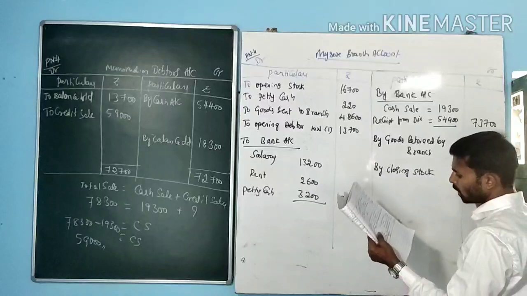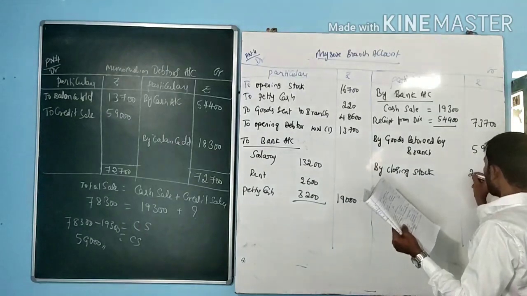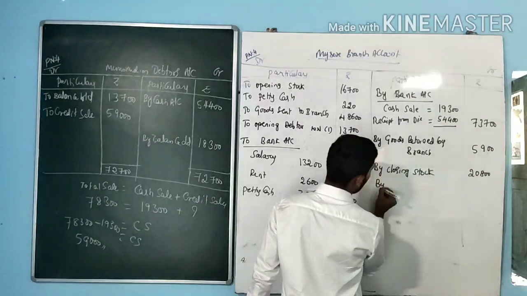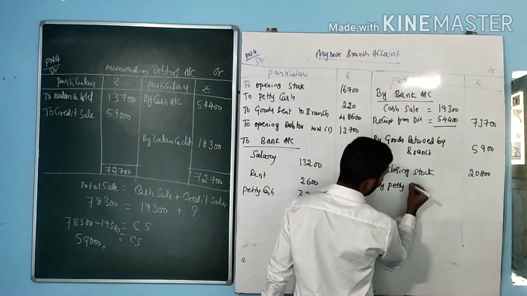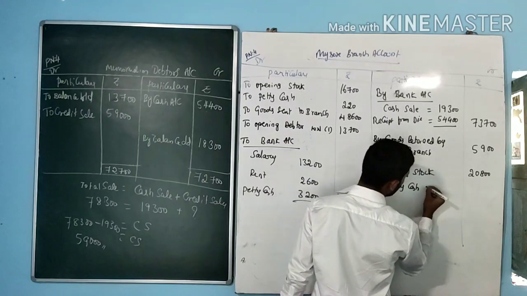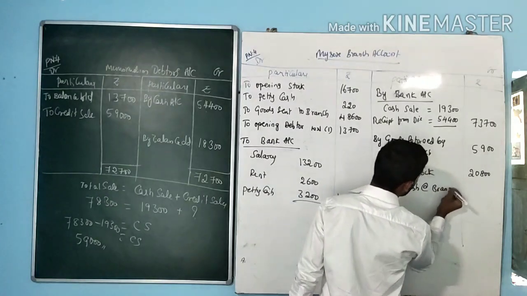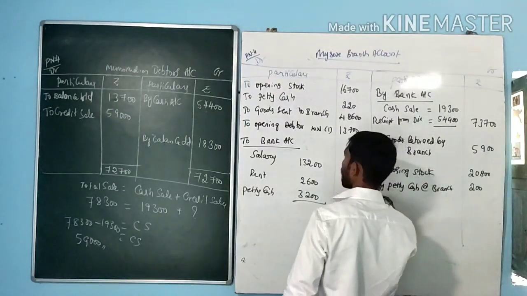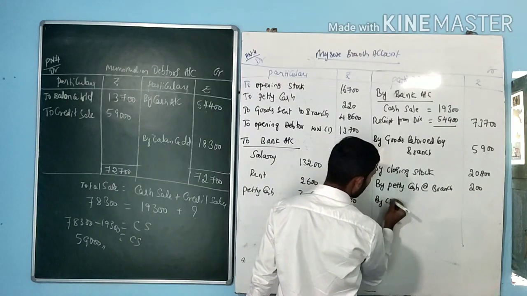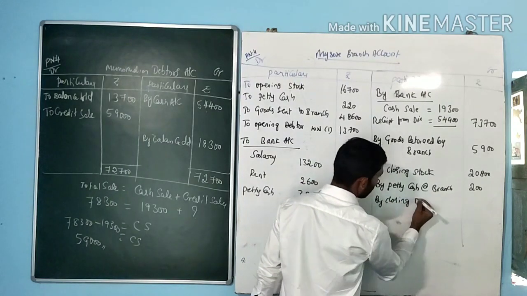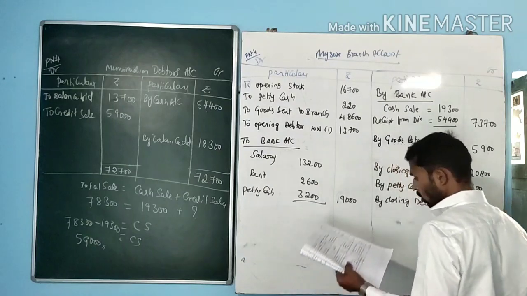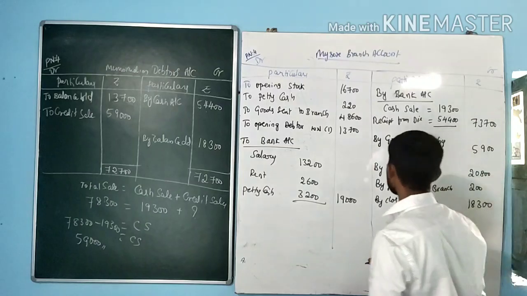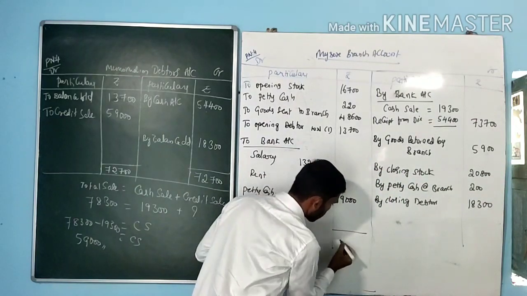Closing stock given in the problem is 20,800. Next, by petty cash at branch, that is 200. And the last one is by closing debtors. Closing debtors amount 18,300. So these will be the transactions. Close the account.